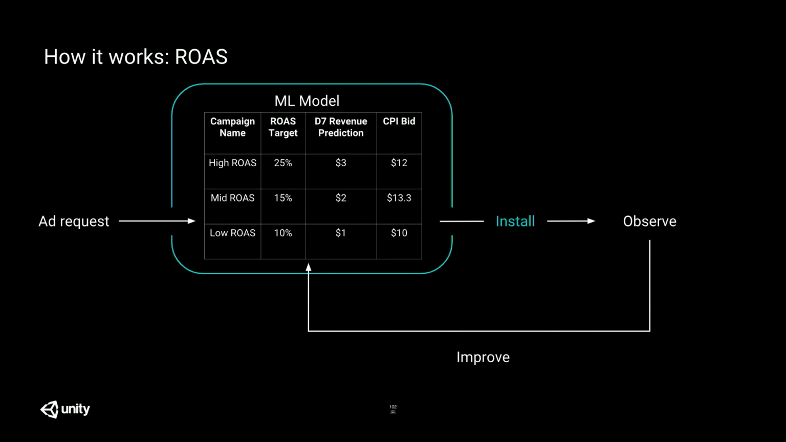And it goes through the exact same process as before. The auction is won by an advertiser. It generates an install. We observe the behavior of the user within the game over the next weeks, et cetera. And we feed that back into our machine learning model to actually improve the targeting and make sure that in the future, when we get a new ad request, we know how to better value these users.